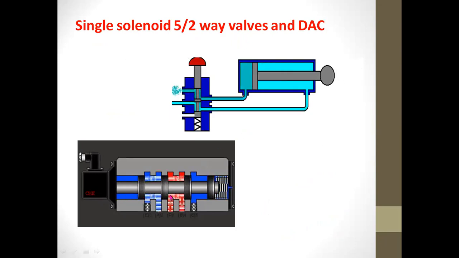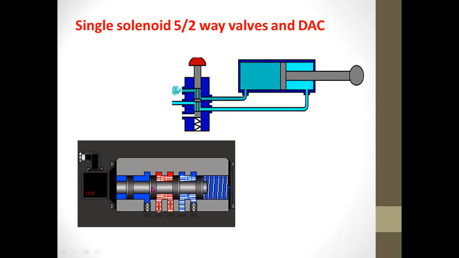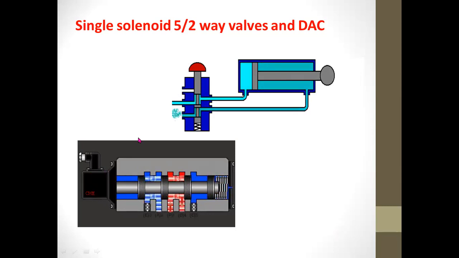Okay, so as you can see, this is the internal configuration of the 5-2-way single coil. This is the plunger that we are talking about, and this is the coil. Once you energize the coil, the plunger is of course attracted. As you can see, the plunger moves.